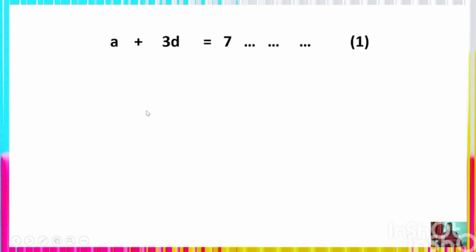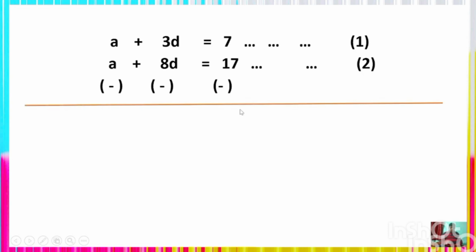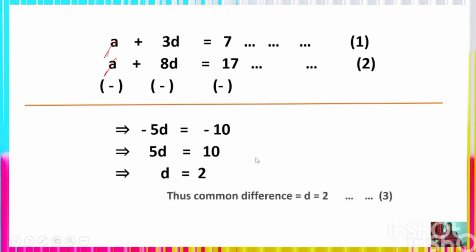Thus we get equation 1, a plus 3d is equal to 7, and equation 2, a plus 8d is equal to 17. Subtracting equation 1 from 2, plus a minus a will be cancelled. After cancellation we shall get 3d minus 8d, which is minus 5d, and 7 minus 17, which is minus 10. Thus minus 5d is equal to minus 10. Since it carries a negative sign, we make it positive. Thus 5d is equal to 10 and d is equal to 10 by 5, which is 2. Thus the common difference of the AP, d, is equal to 2.